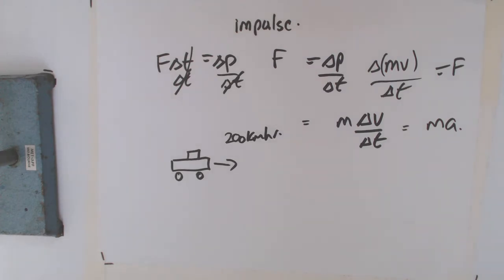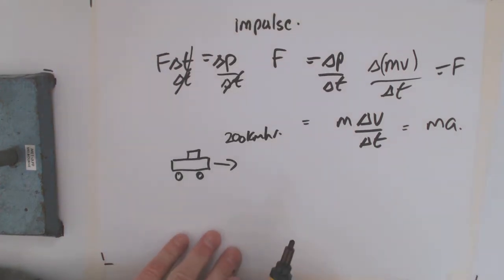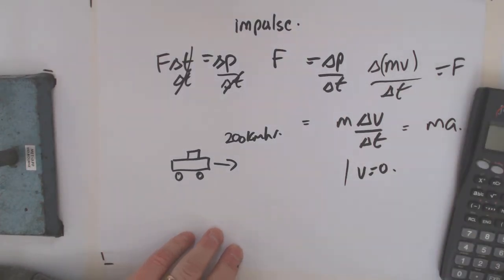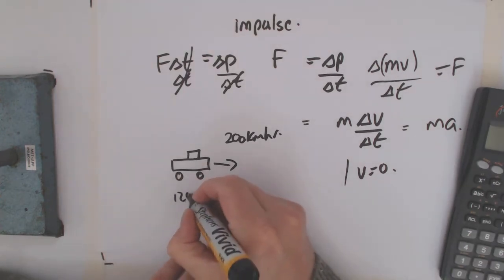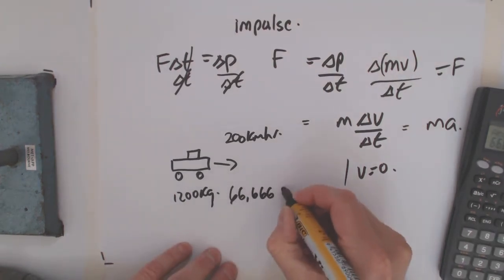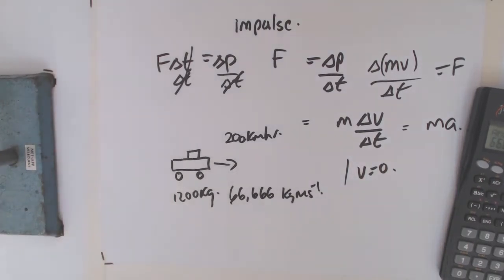Now, if the car stops and v equals 0, then let's figure out the change in momentum. The mass is 1200 kgs, times, let's see, what was our velocity? 200 divided by 3.6, actually, let's do that again: 1200 times 200 divided by 3.6. And we've got 66,666 kilogram meters per second. Now that's our momentum.